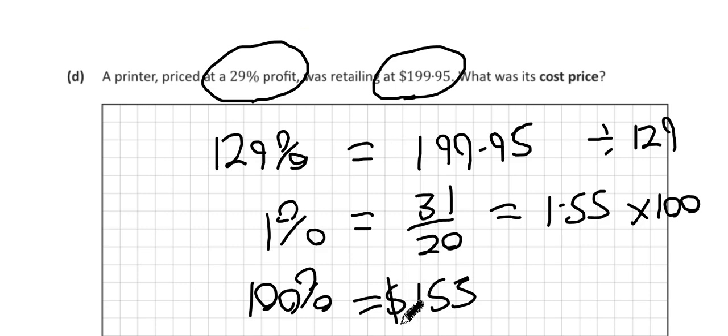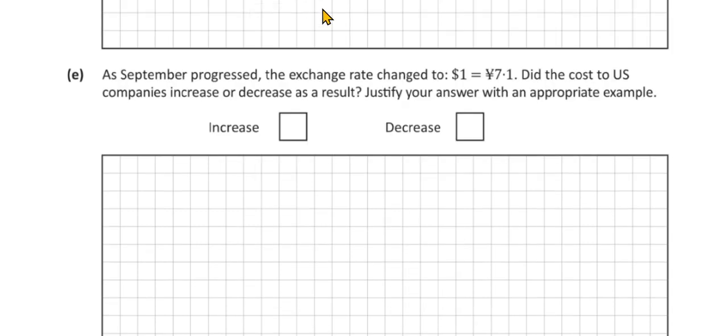The dollar sign. Could potentially lose. As the September progressed, the exchange rate changed to 7.1. Did the cost in US companies increase or decrease as a result? Okay, we can do this quite easily, alright? So, what was the exchange rate? 7.71, was it?